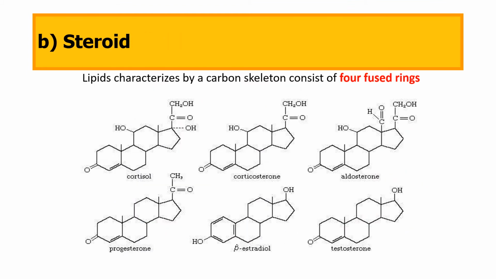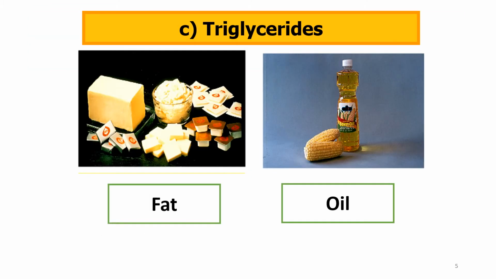And then we move to the steroid. Steroid consists of four fused carbon rings attached with a side chain. So this is the side chain of the steroid, and each steroid consists of four fused carbon rings. An example of steroids is cholesterol, which regulates the membrane's fluidity in the cell membrane. Other examples are sex hormones such as progesterone, estrogen, and testosterone. And then the last one is triglyceride.